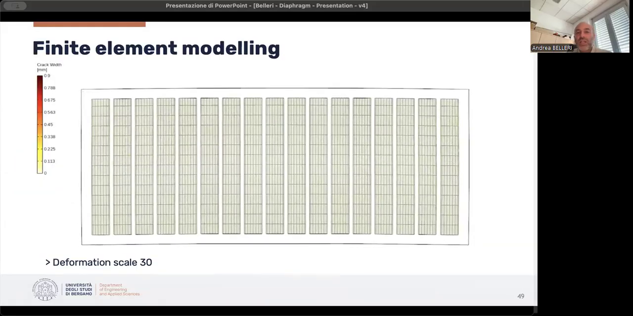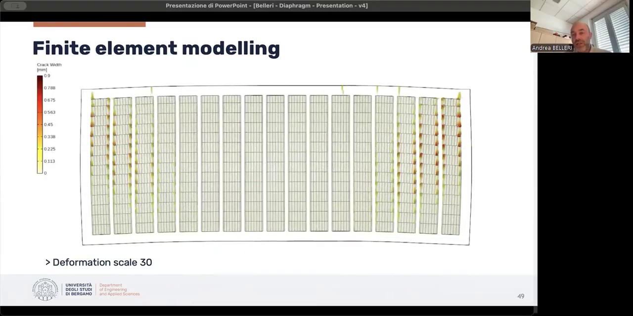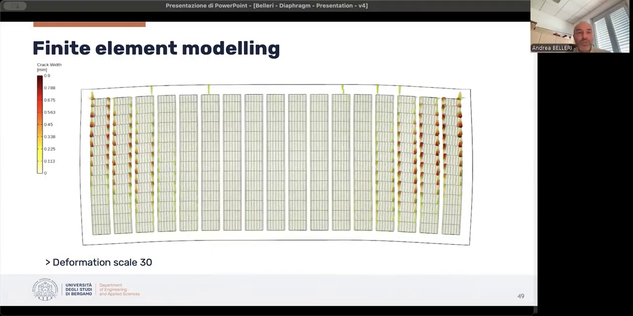Here you can see the damage pattern recorded from the finite element modeling. So you can see the development of the failure at the support, and also some cracks in the beam chord.